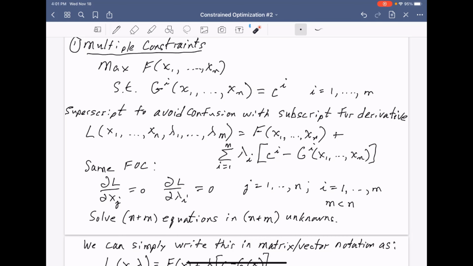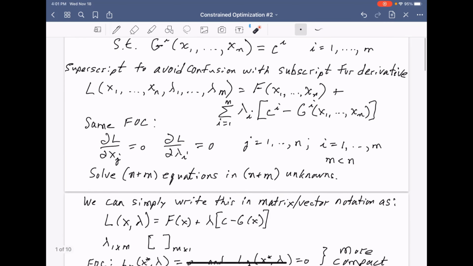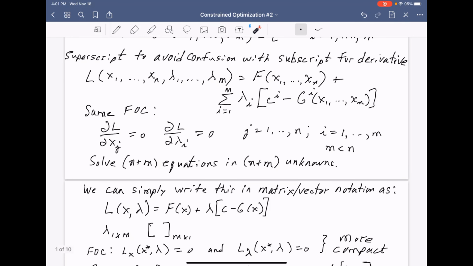The first order conditions are the same as previously, and that is that the partial of L with respect to any xj is equal to 0, and the partial of the Lagrangian with respect to any lambda is equal to 0. J goes from 1 to n, i from 1 to m, and m is less than n if we want to have a solution that's unique. So we solve the n plus m equations in the n plus m unknowns.